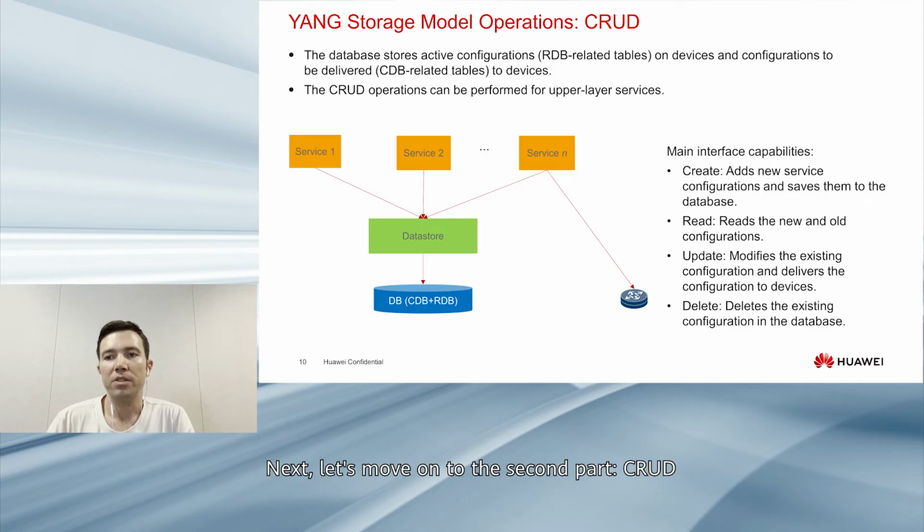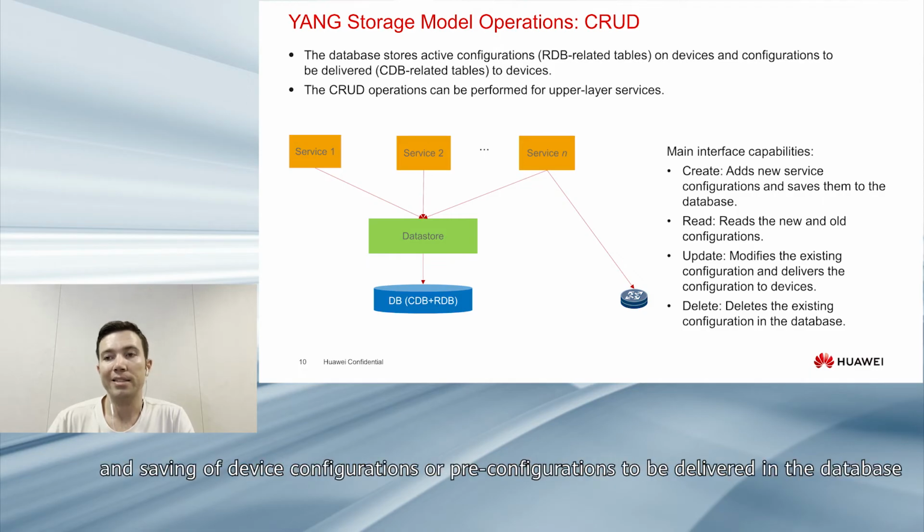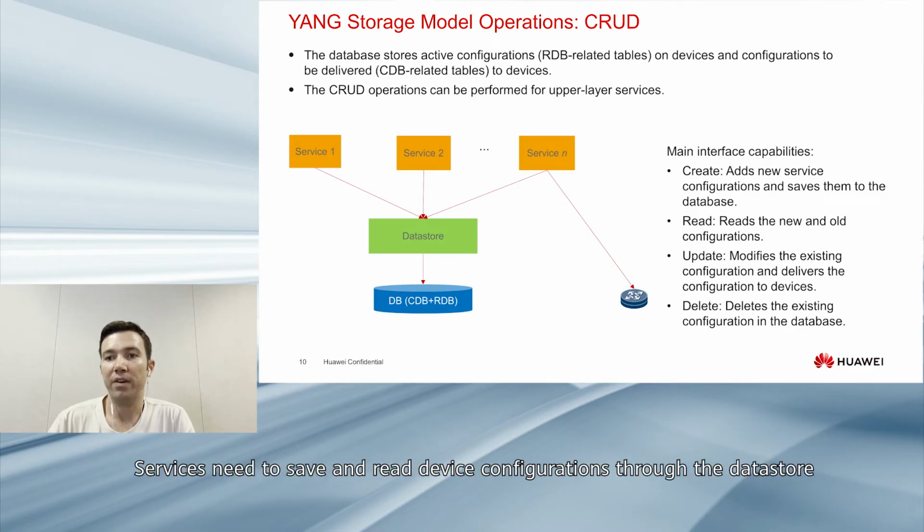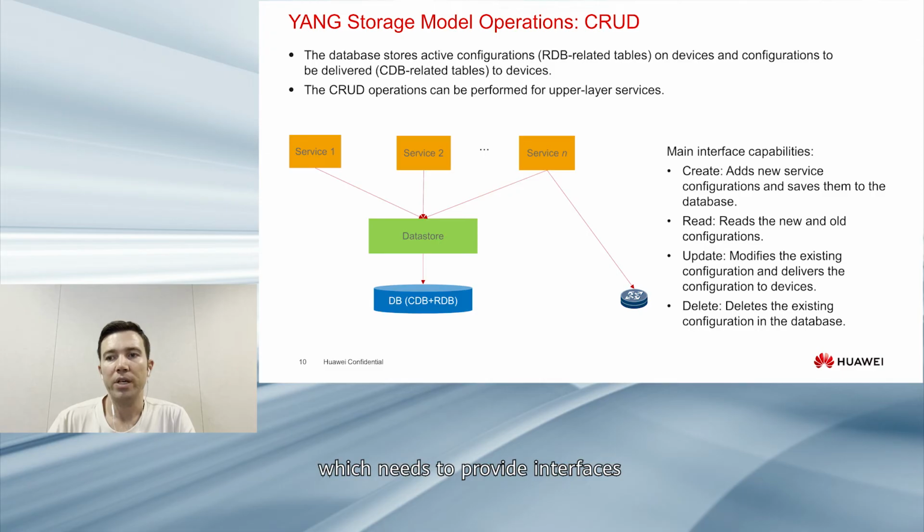Next, let's move on to the second part, CRUD. In the first part, we talked about the abstraction of the Yang model and saving of device configurations or pre-configurations to be delivered in the database. Services need to save and read device configurations through the data store, which needs to provide interfaces for the create, read, update, and delete operations.